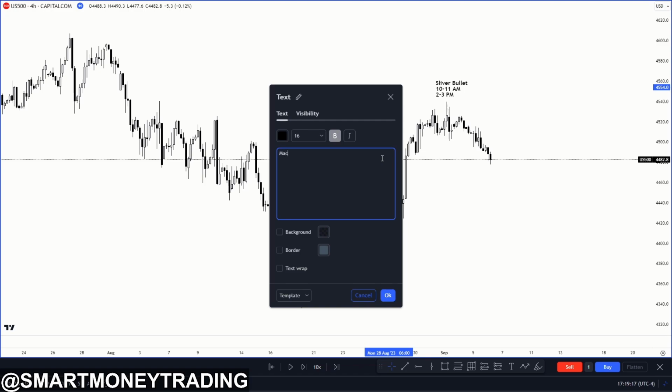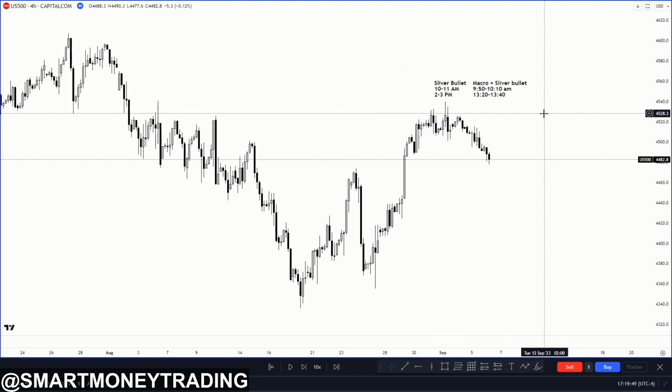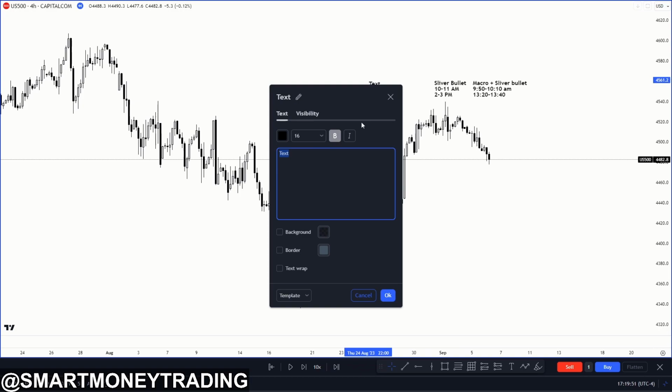So there's also a macro that is aligned with Silver Bullet, so macro plus Silver Bullet, and one of those macros for before the Silver Bullet starts is 9:50 to 10:10 a.m. And then before that, you have a PM Silver Bullet. So if you can't find a trade idea during these macros, you're going to just want to wait for Silver Bullet. Because majority of the time, during Silver Bullet, you can't find a trade idea, or you won't find one.